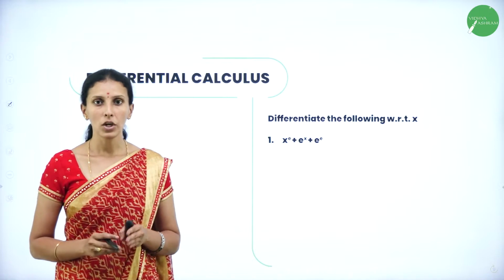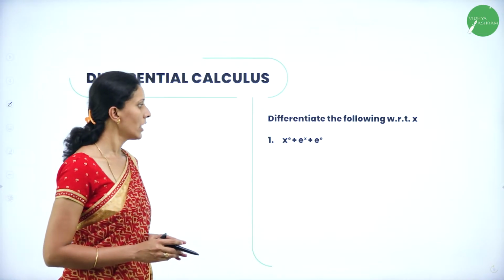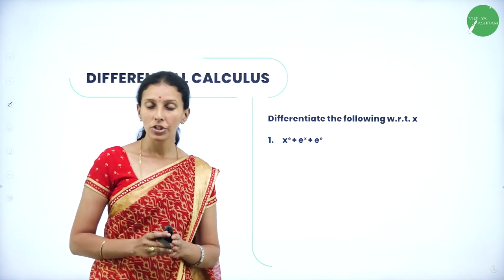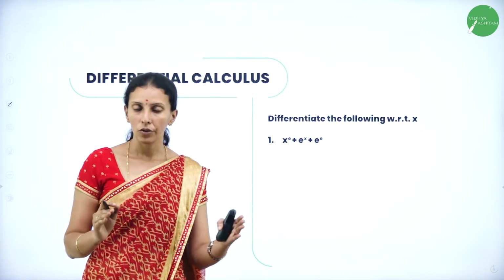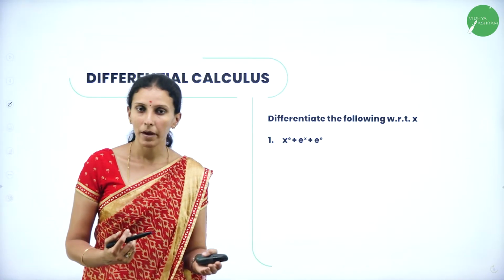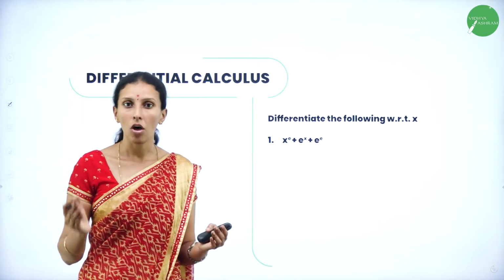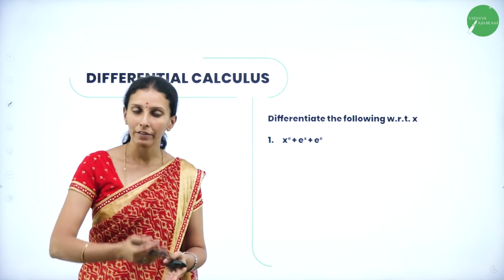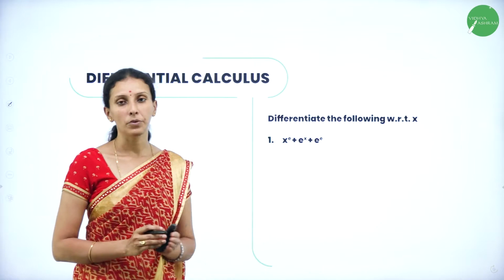Differentiate the following with respect to x. The first function is x power e plus e power x plus e power e. Before differentiating any function, we should know the list of derivatives. For a constant, it is 0. For x, it is 1. For x power n, it is n into x power n minus 1. Sin x is cos x. E power x is e power x. Log x is 1 by x. Similarly, for other trigonometric functions, we have a list of derivatives. You should learn it for the problems.